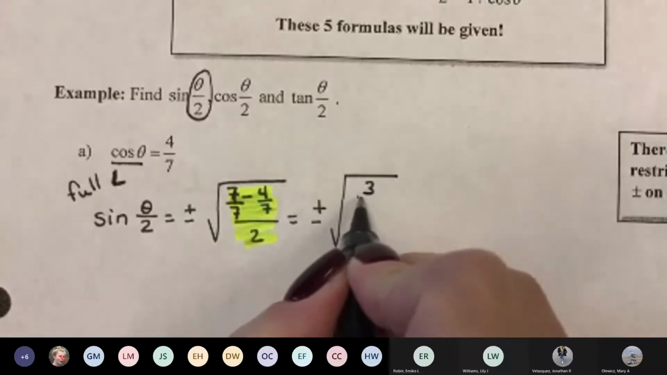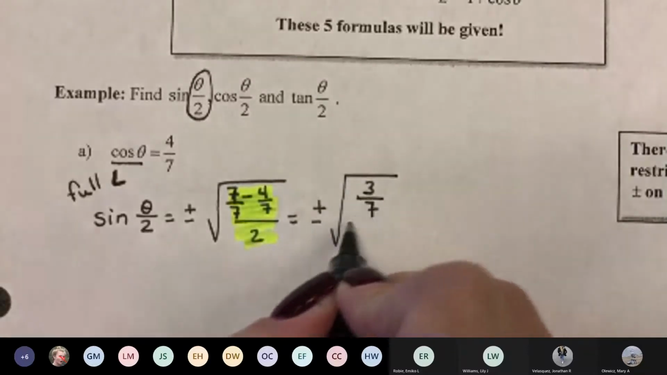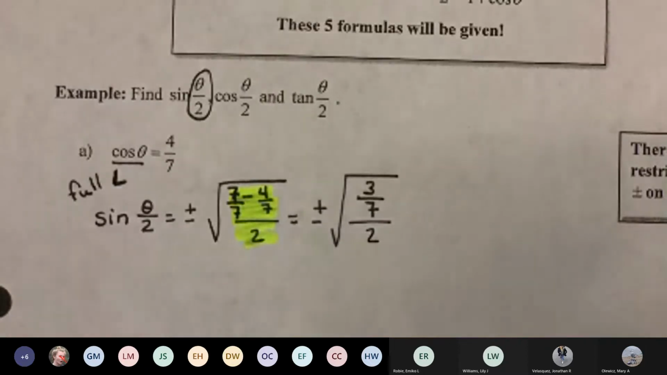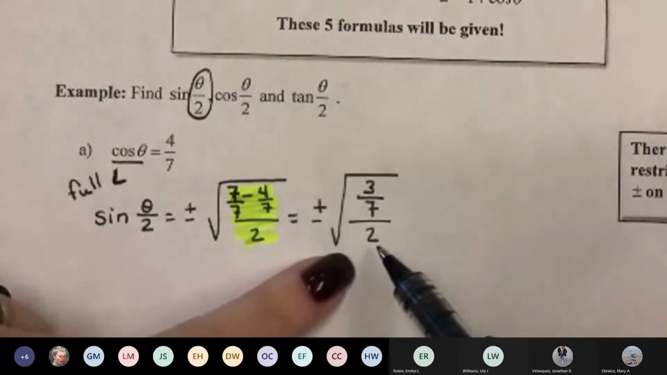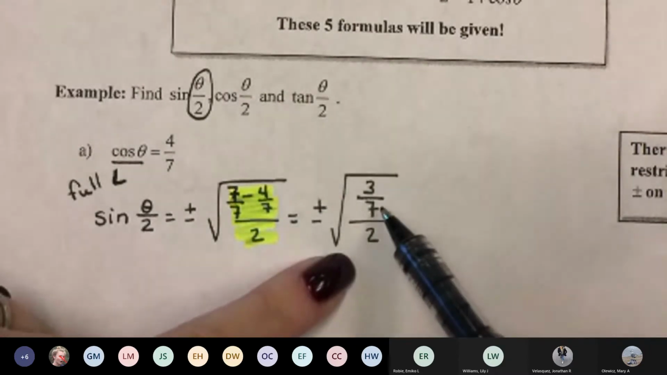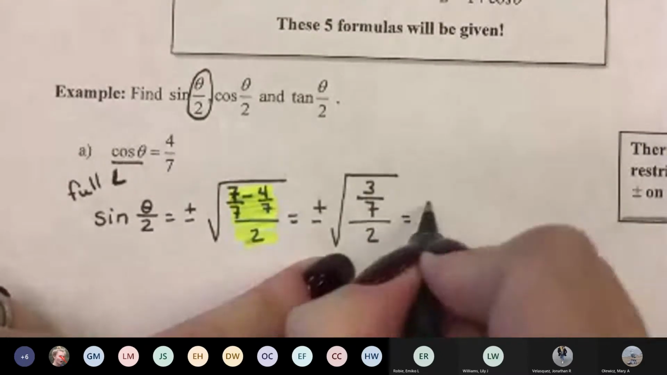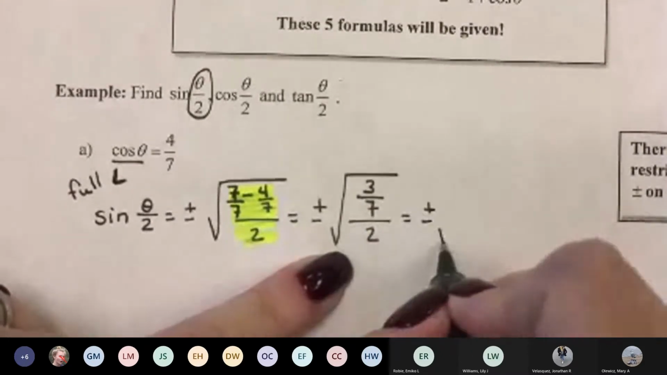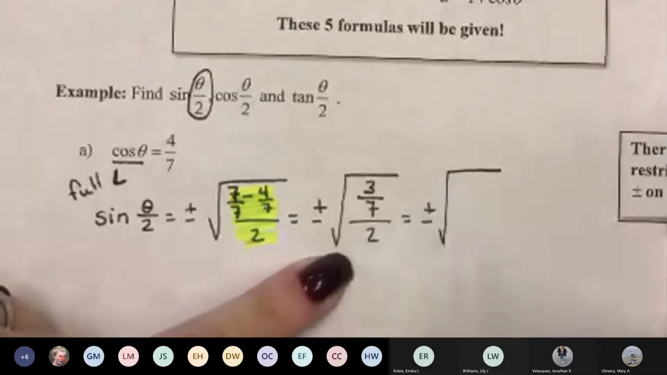So I end up with 3/7 divided by 2. Now you're going to hear me say this over and over again today. When you divide a fraction by 2, you double the denominator. Let me show you why. I'm not going to keep writing it over and over again, but I just want you to see why.